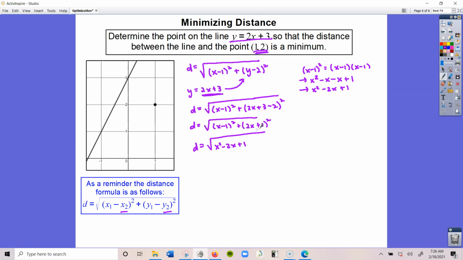And now I'm going to do the same thing with the 2x plus 1 squared. So 2x plus 1 squared is equal to 2x plus 1 times 2x plus 1. When I distribute, that would give me 4x squared plus 2x plus 2x plus 1, which can then be simplified to 4x squared plus 4x plus 1. So I'm going to add that here.